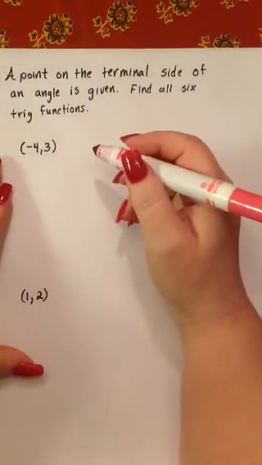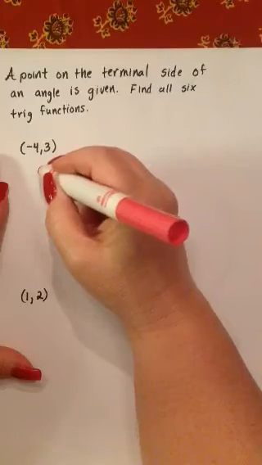All right, in this problem they ask us to, it says a point on the terminal side of an angle is given. Find all 6 trig functions. Okay. Well, let's think about what our 6 trig functions are.